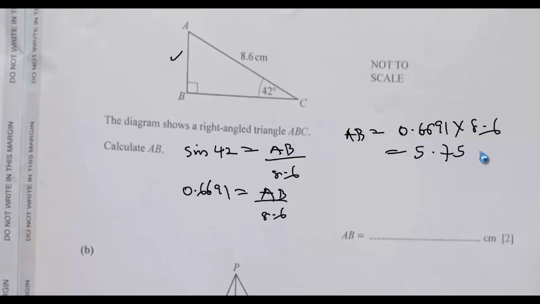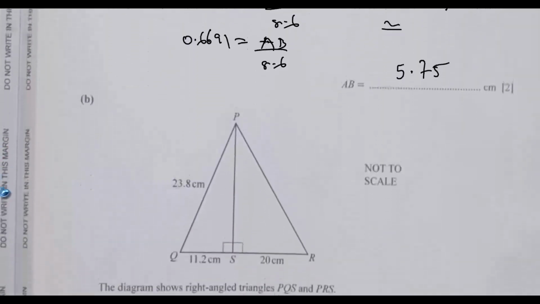5.75, then 5.75, then 43. So to 3 significant figures, that will be 5.75 centimeters. So let's scroll down for the B part.